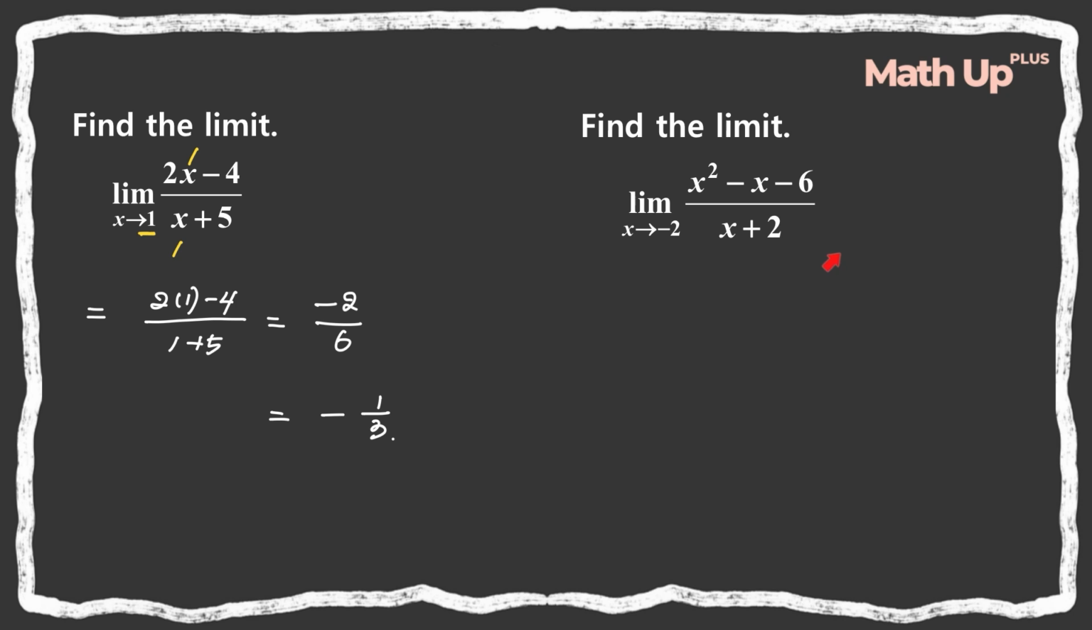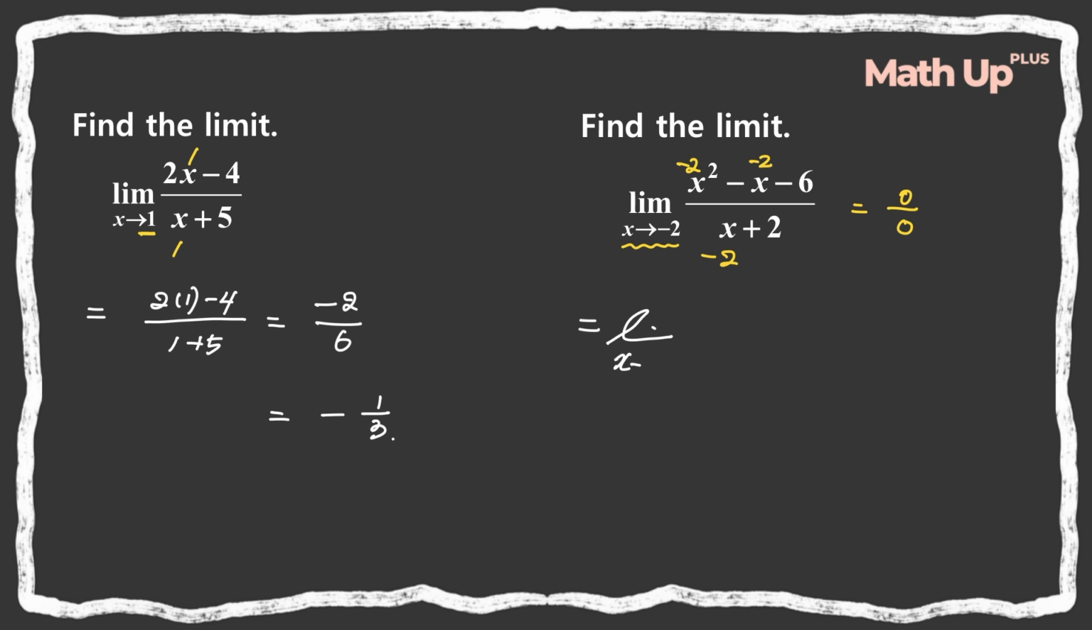For this limit right here, if we substitute negative 2 for x, since x approaches negative 2, then that's going to be equal to 0 over 0, right? This 0 over 0 means that the denominator and the numerator have the same factors. So what we have to do is factor first.